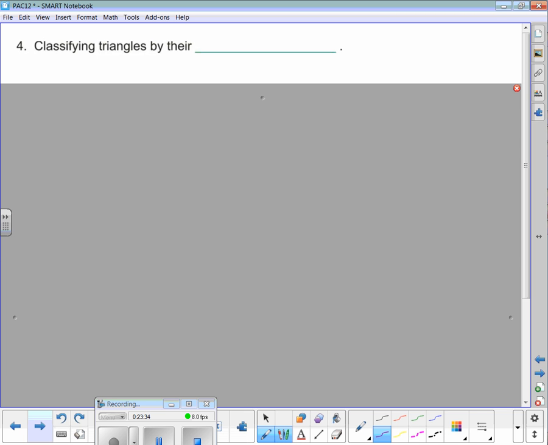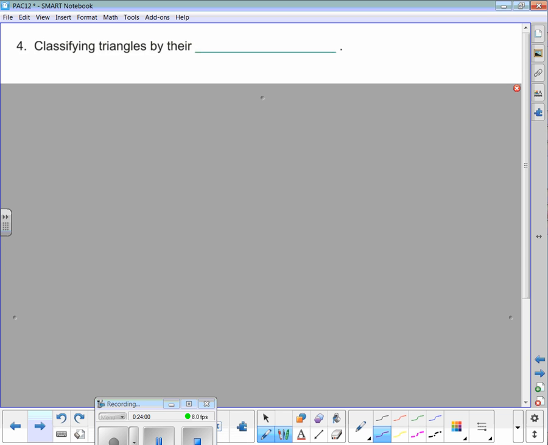Jordan asks: for an equiangular triangle, do all of the sides have to be equal? So here's what Jordan just asked. Sounds like a homework question. True or false? Is every equilateral triangle equiangular, and is every equiangular triangle equilateral? True.